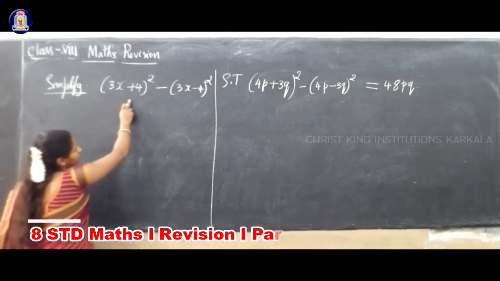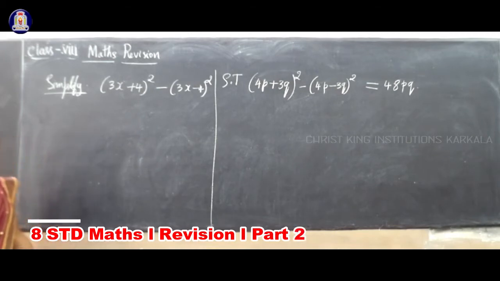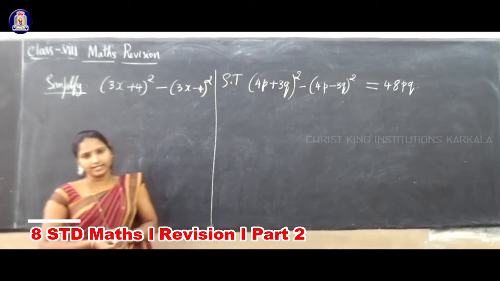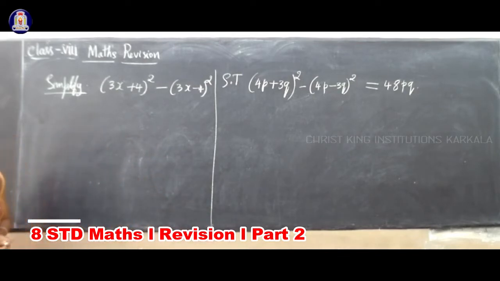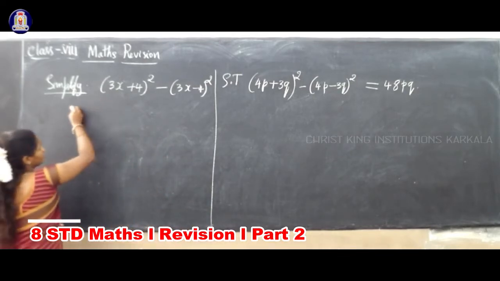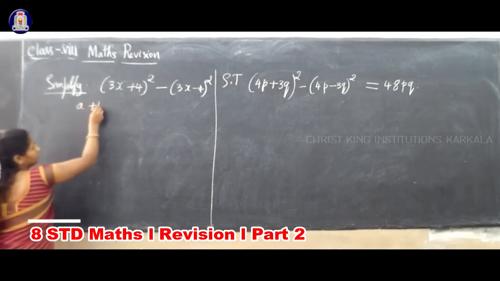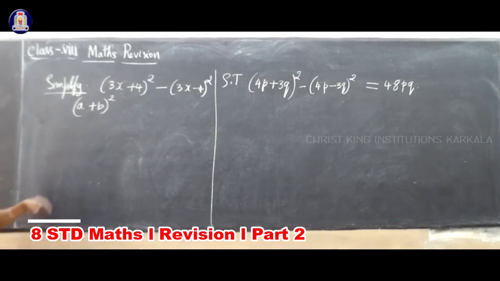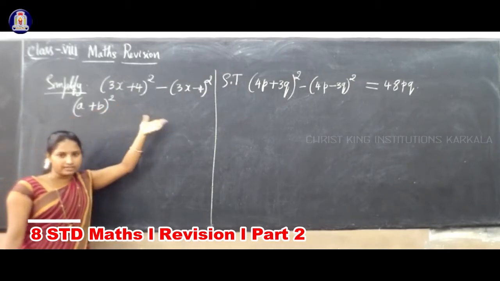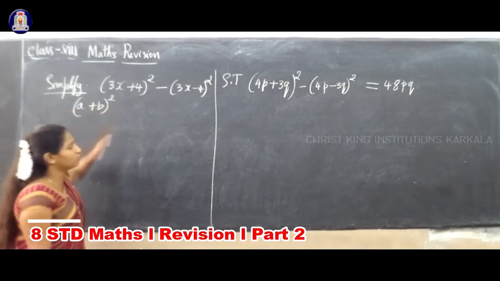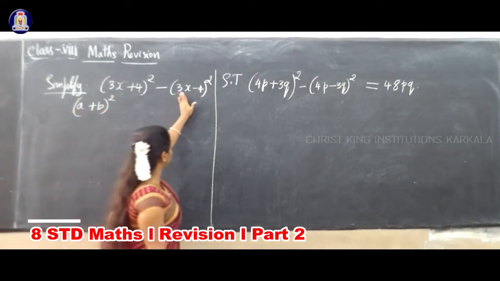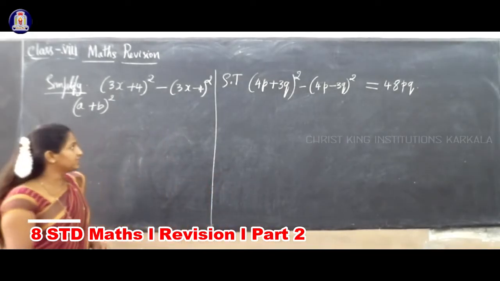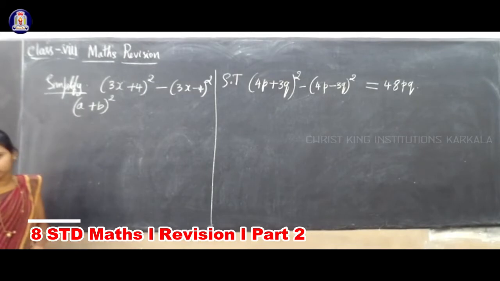Say (3x + 4) the whole square. Now if you see this question, you can understand which identity we can use. That is the first identity, isn't it? (a + b) the whole square is equal to a square plus 2ab plus b square, isn't it? So this is of the form (a + b) whole square. Now the second term is in the form of (3x − 4) whole square, so that means that is (a − b) the whole square, isn't it?